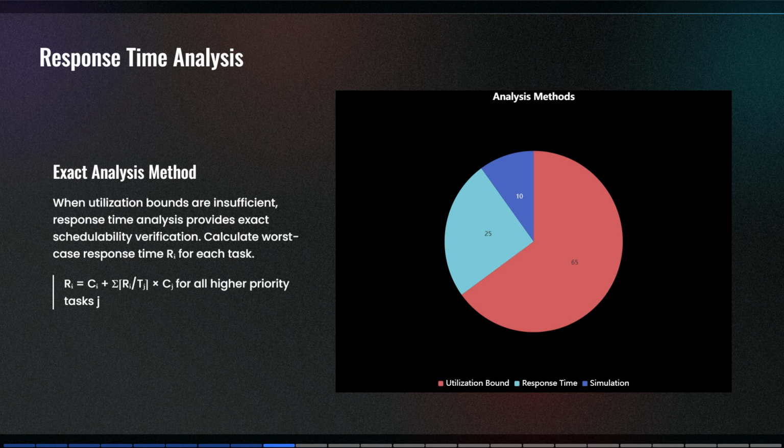Let's take an example. Suppose task 1 has a period of 4 milliseconds and execution time of 1 millisecond, and task 2 has a period of 8 milliseconds and execution time of 2 milliseconds. The total utilization becomes half, or 50%. Since this is less than the bound of around 83% for two tasks, both can meet their deadlines.